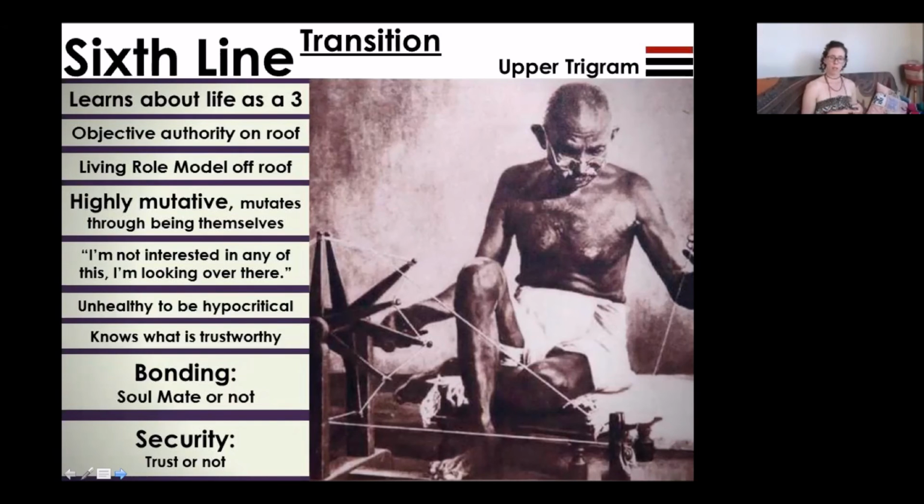And then security-wise, they're looking for something that they can trust. Anything else I want to say about the 6? Well, the 6 is about transition. They're here at the end of the process of the 1, 2, 3, 4, 5, 6. And so they're here to transition us back into a new phase. And they are highly mutative.